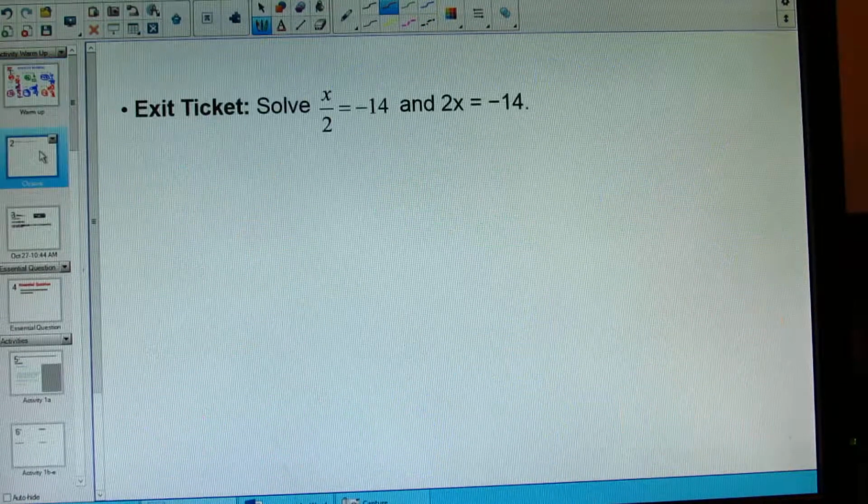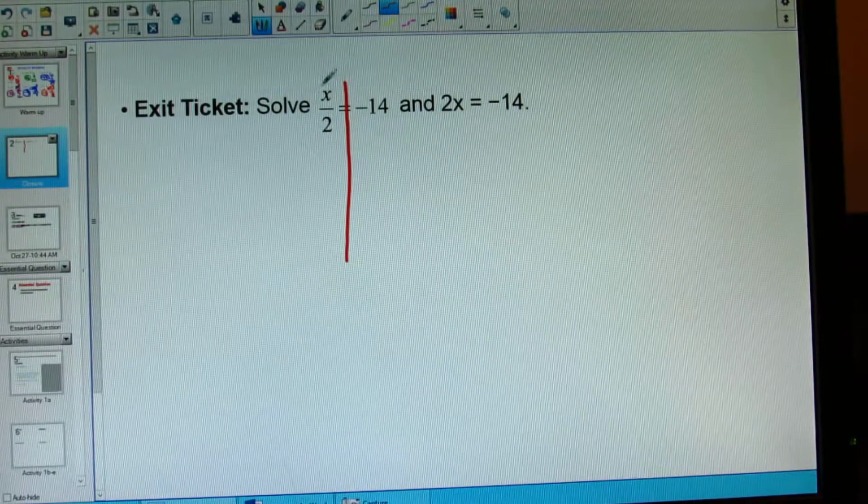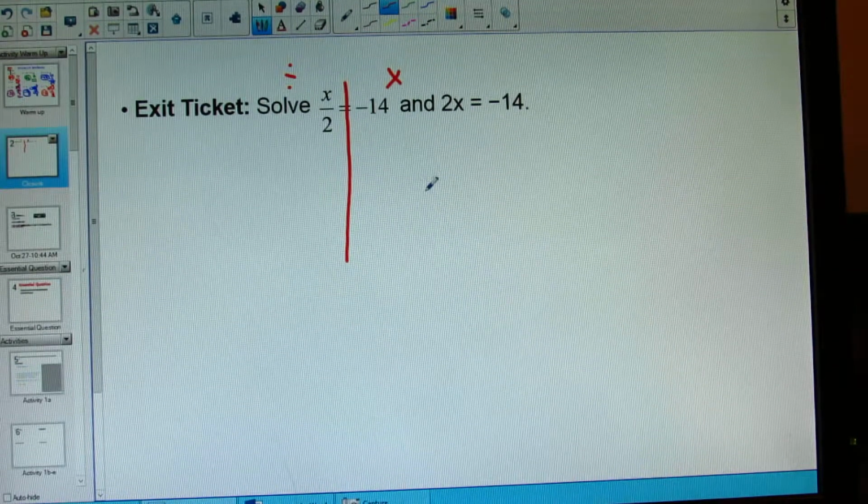Alright, moving on to some solving of equations. This exit ticket says to solve 2 different equations. X over 2 equals negative 14, and 2x equals negative 14. So let's start off with this one. I'm going to drop my line down on my equal sign. This problem involves dividing. In order to get rid of dividing, I need to multiply.